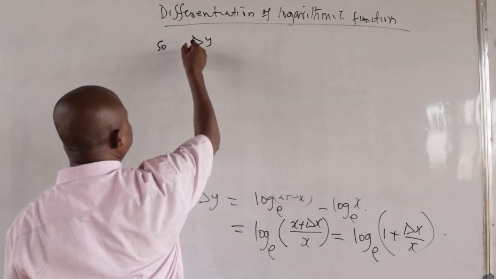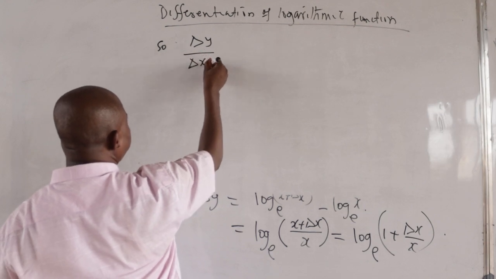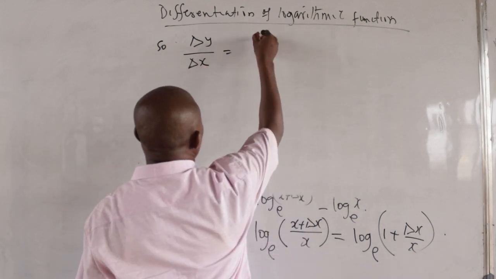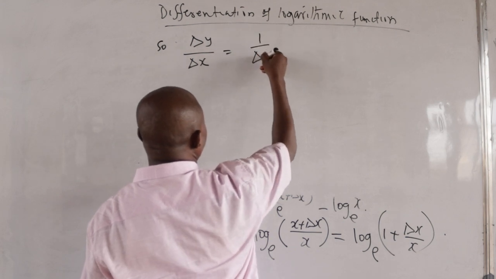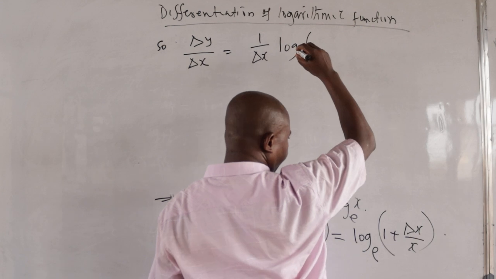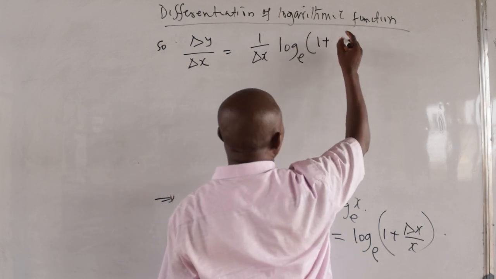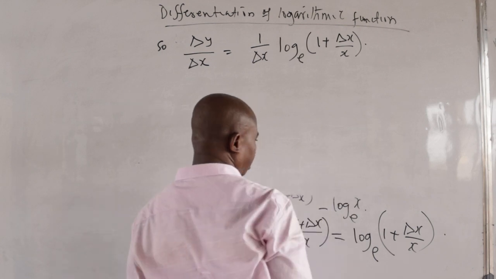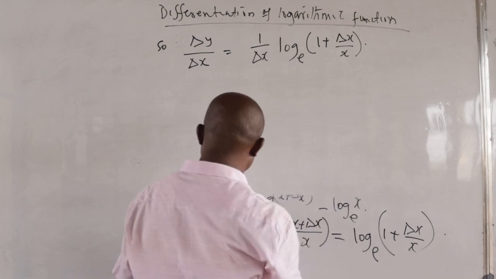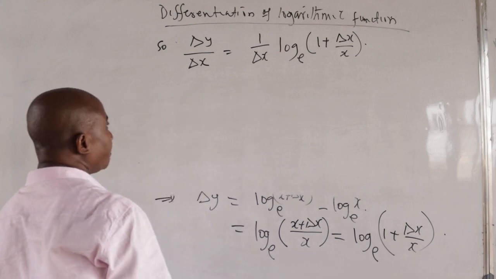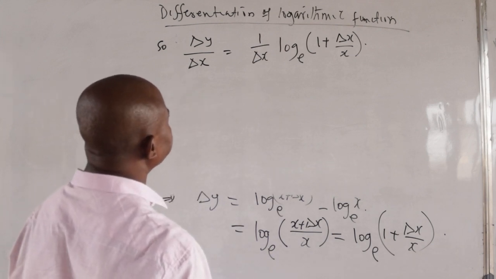If I divide change in y by change in x, what I'm going to get is 1 divided by change in x log to base e of 1 plus change in x divided by x. Because I simply divide both sides by change in x here and then change in x there.